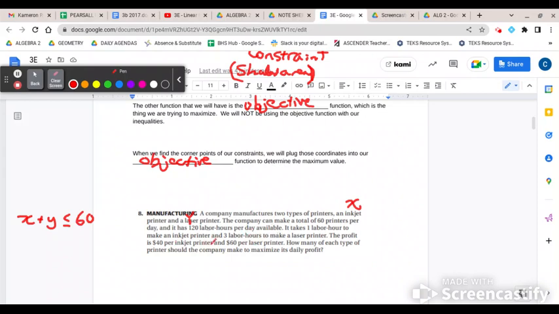It has 120 labor hours per day available. It takes 1 labor hour to make an inkjet, 3 labor hours to make a laser. Again, this is something that the company is constrained by. So 1 labor hour to make an inkjet, so 1x, 3 labor hours to make a laser printer, so plus 3y, and we have 120 labor hours per day available, so that's less than or equal to 120.